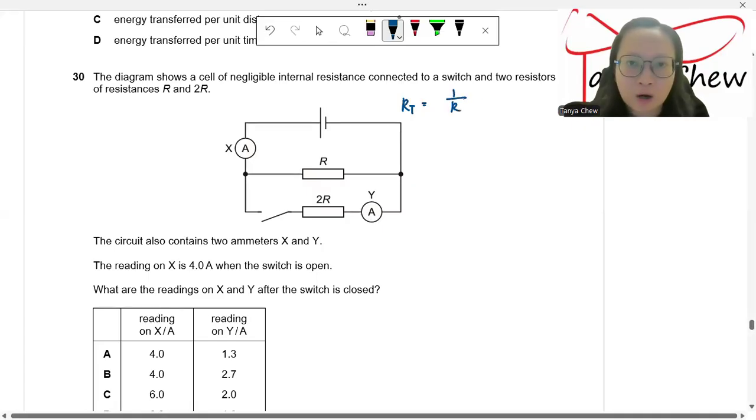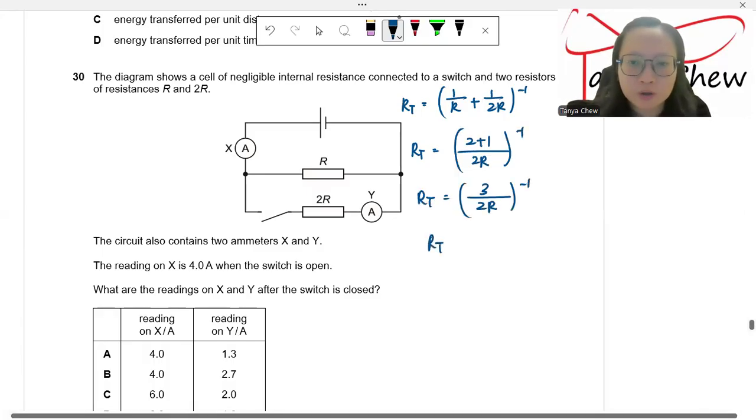1 over R plus 1 over 2R, then you invert it. The total R is, times 2 times 2, 2 plus 1 over 2R, so invert it. R total is equal to 3 over 2R, invert it. So R total is equal to 2R over 3.